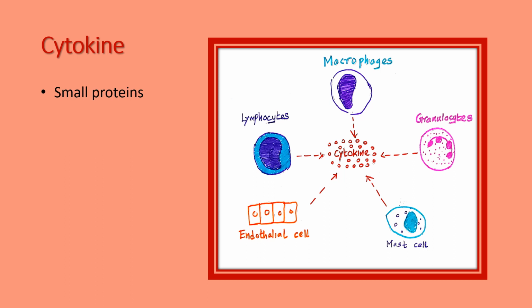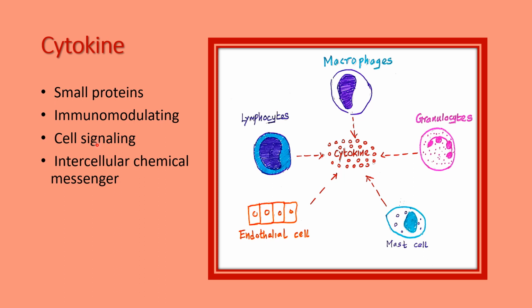In this video, we are going to discuss cytokines. Cytokines are small proteins involved in immunomodulation. They are important for cell signaling and intercellular communication, acting as intercellular chemical messengers. They are produced from lymphocytes, granulocytes, macrophages, endothelial cells and mast cells. These cytokines act on the target cells and produce the immune response.